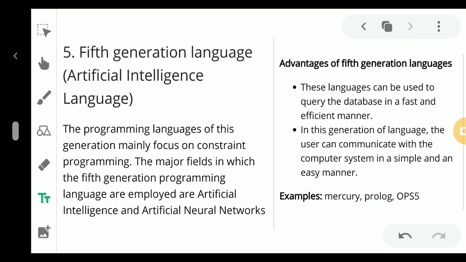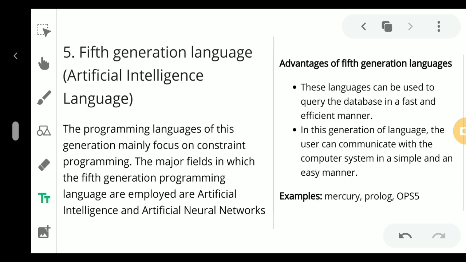Now coming to the fifth generation languages, that is artificial languages. The programming languages of this generation mainly focus on constraint programming. Okay, the major fields in which fifth generation programming languages are employed are artificial intelligence and artificial neural networks. Okay, so this depends upon Prolog or programming logic, such a language is used to solve complex logical problems. The programmer uses a set of facts and a set of rules to express the problem. Next, a query is made to get the required answer based on these facts and rules. Okay, so Prolog can be seen as a question.